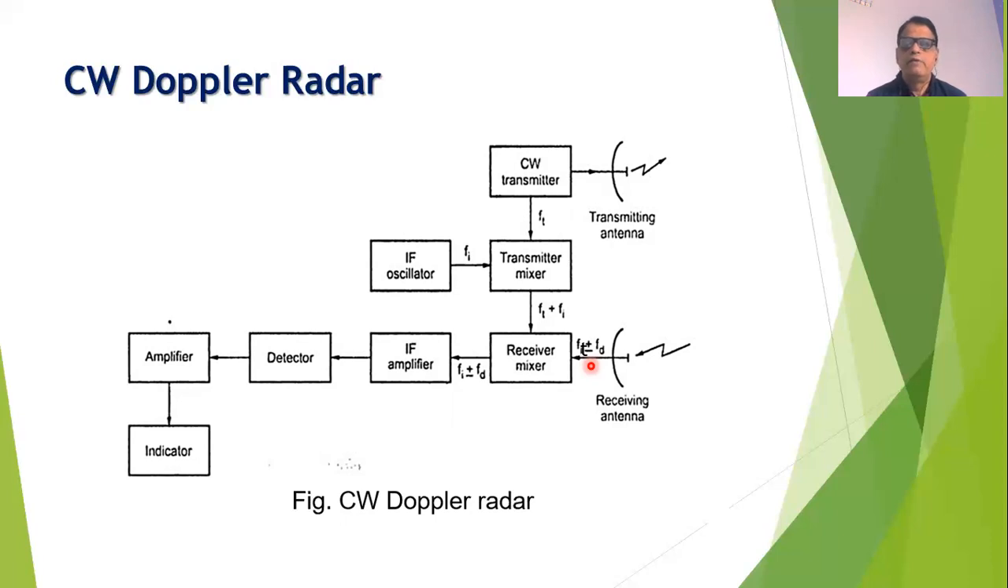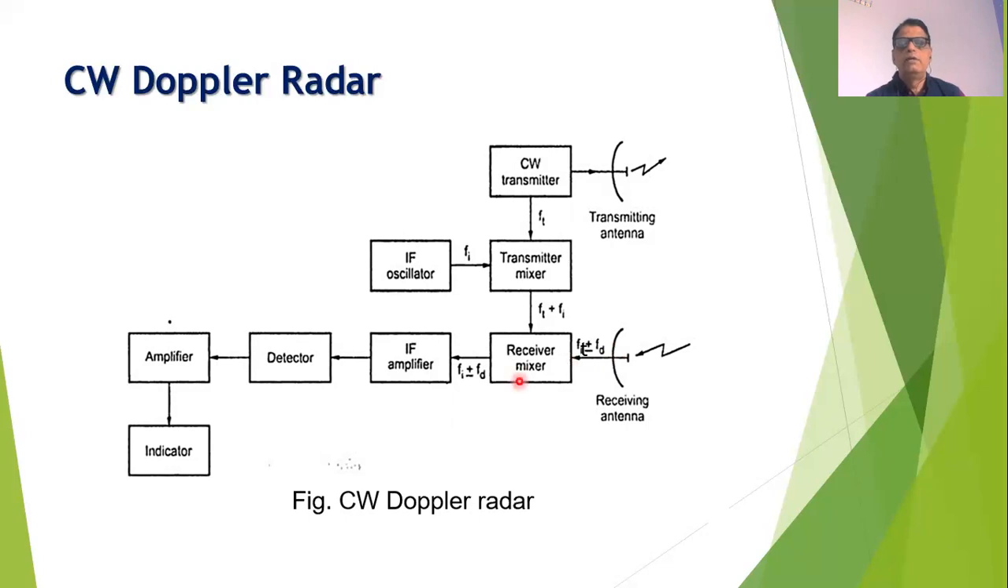This change in the frequency is because the target is moving, and because of the motion of the target, the distance to the target is continuously changing. Therefore, when we receive this signal, its frequency is slightly changed and it will now be Ft plus or minus Fd.